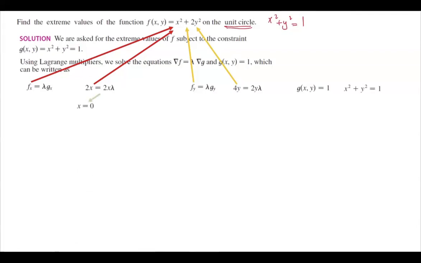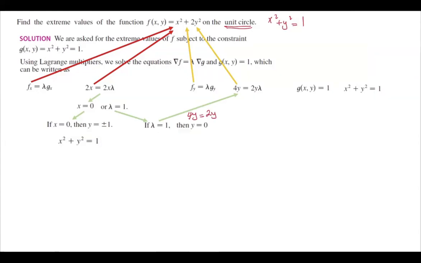From the very first equation, x can be equal to 0. If x is equal to 0, from the constraint x squared plus y squared equals 1, if you plug in 0 for x, y becomes plus or minus 1. So x is equal to 0, y can be 1, y can be negative 1. From this equation, lambda can be equal to 1. When lambda is equal to 1, what does it tell us? If you plug 1 into the second equation, 4y equals 2y lambda, 4y becomes 2y. It is only solvable when y is equal to 0.